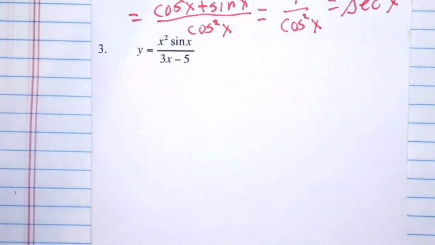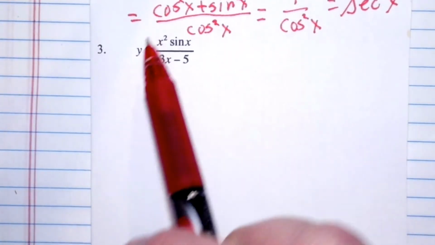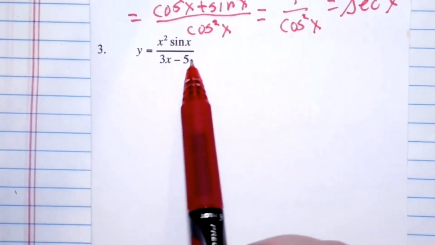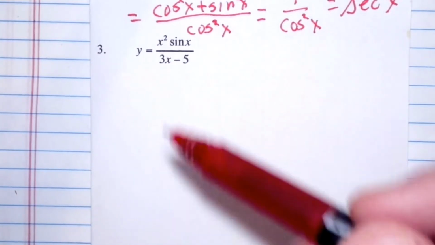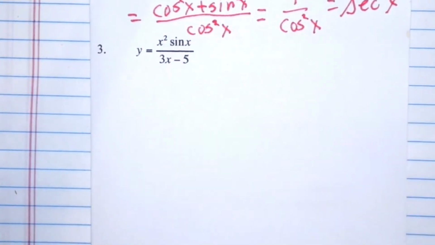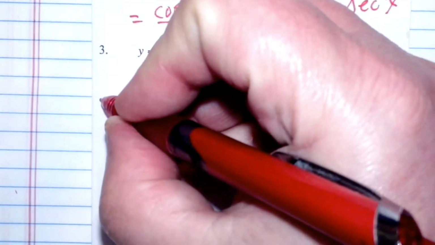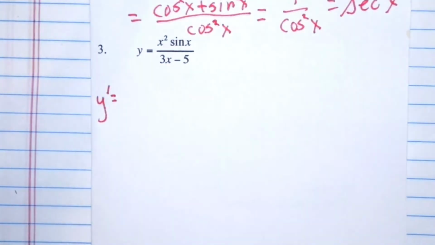So now let's try differentiating a function where we have to combine rules. Notice that we have a quotient, so we're going to be using the quotient rule, but the numerator has a product inside of it. So to differentiate this, we're going to use both the quotient rule and the product rule.